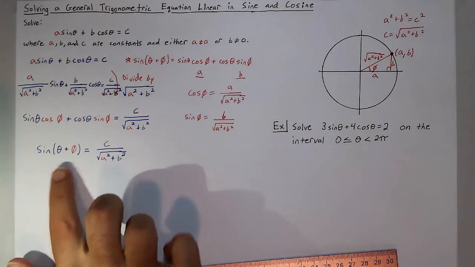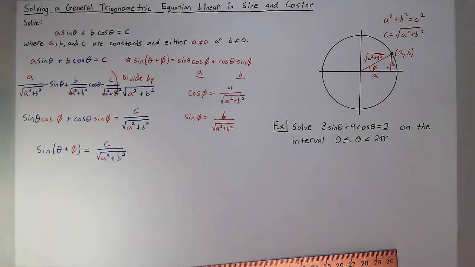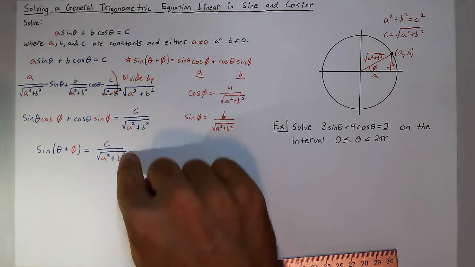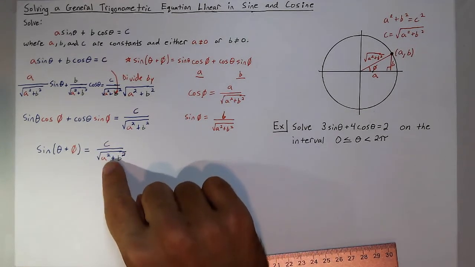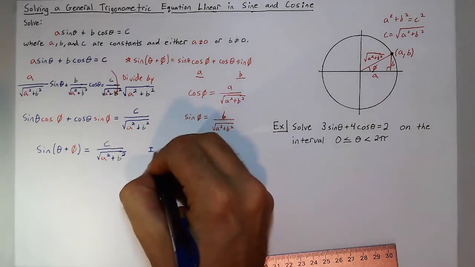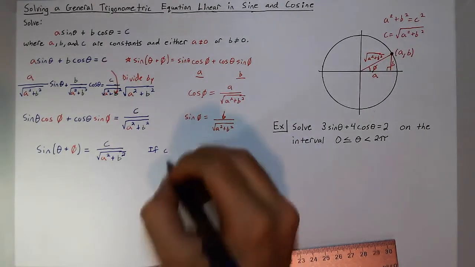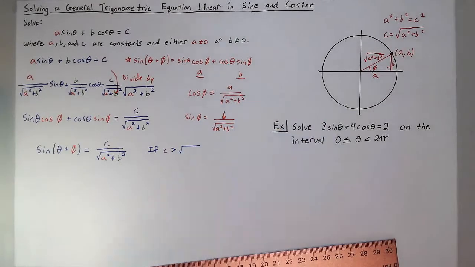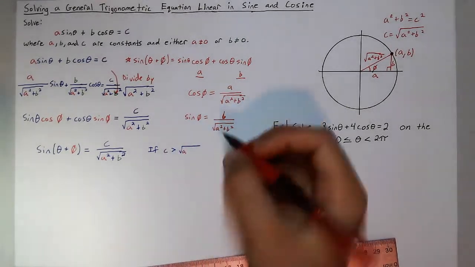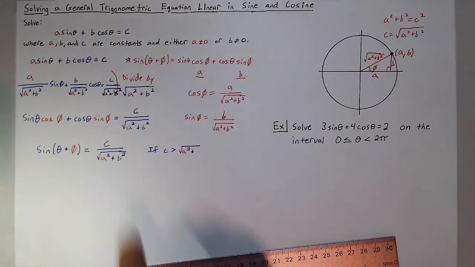So now from here, if I wanted to solve, I would just have to take the sine inverse of this side and use the answers I get for that angle. Now, before I get to that, there's one issue that comes up. This sine theta is equal to a fraction. Now, if c is greater than the square root of a squared plus b squared, we have a problem because now we have a fraction that's greater than 1.